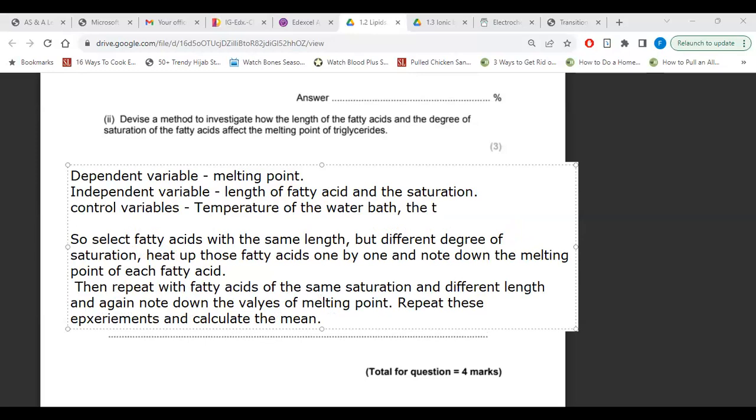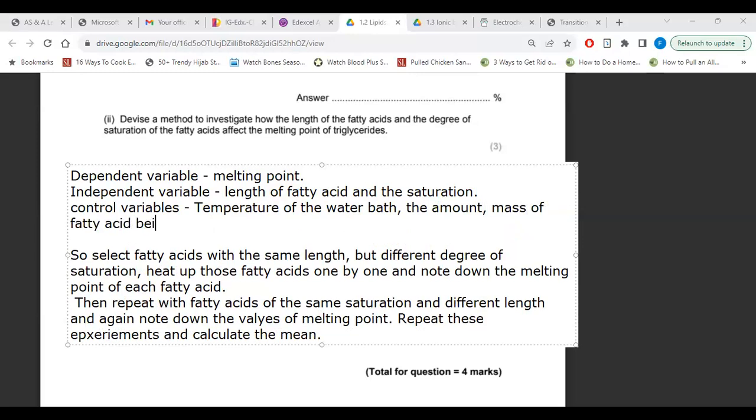When you're going to talk about it, you need to maintain the sample, the amount, the mass of fatty acid being taken. So each time, make sure that you use the same mass of it, right? You have to make sure that you use the same mass of the fatty acid. You have to ensure that it's adequately insulated.